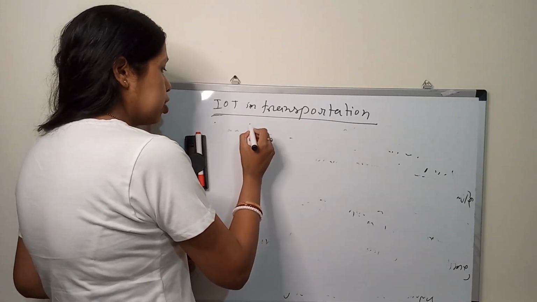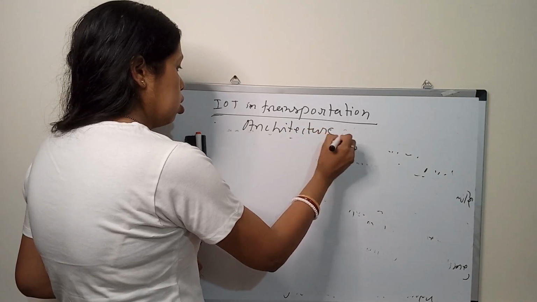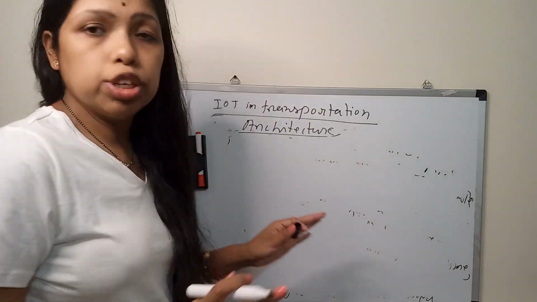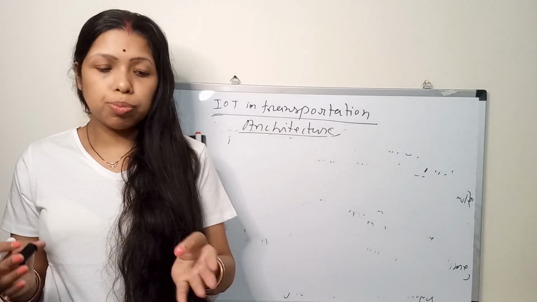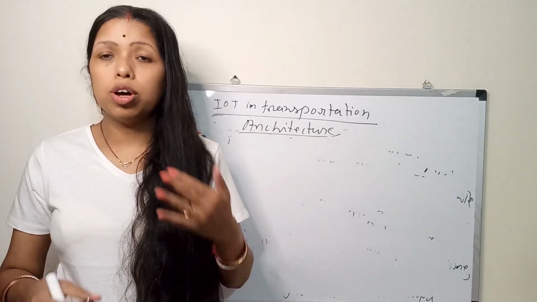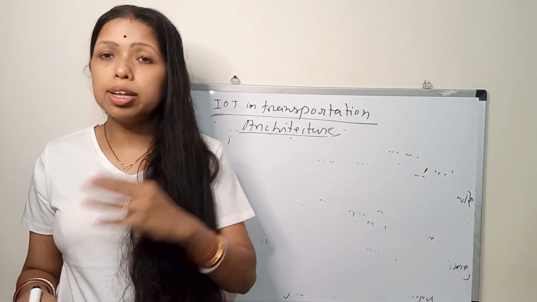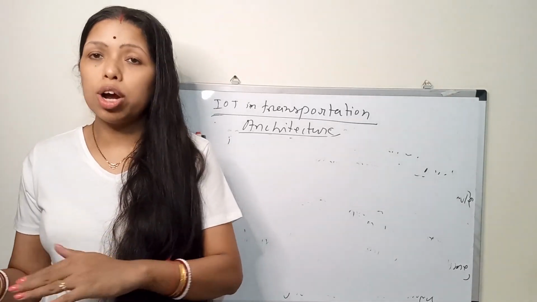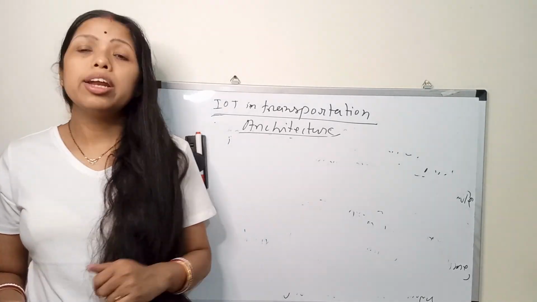So now come to the architecture. First we'll talk about transportation. Transportation means transporting or transferring goods, vehicles and passengers from one location to another by air, by water, and by road. So there are different ways you can transport from one location to another. It may be a car, goods, or passengers.